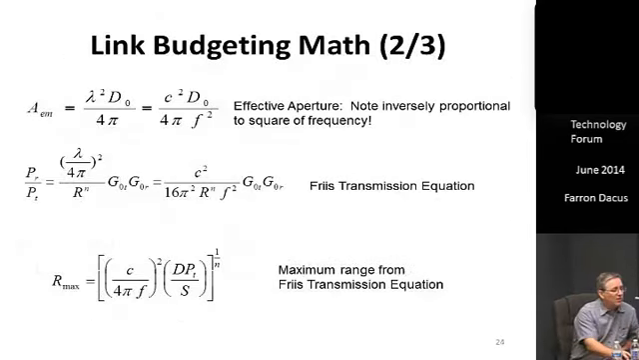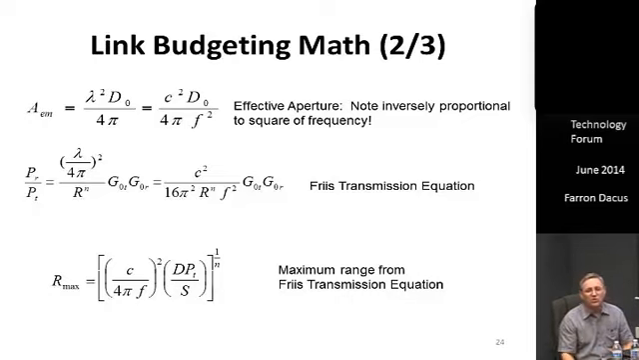The first thing about the math is the effective aperture of the antenna. If you read some basic antenna books like Balanis, you get this equation about effective aperture. But basically, this is the area over which the antenna looks like it's gathering in the incident energy density and putting it out of its port. And the important thing is that it is inversely proportional to the square of frequency.